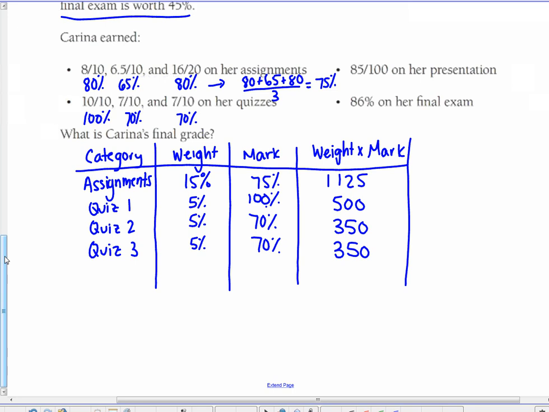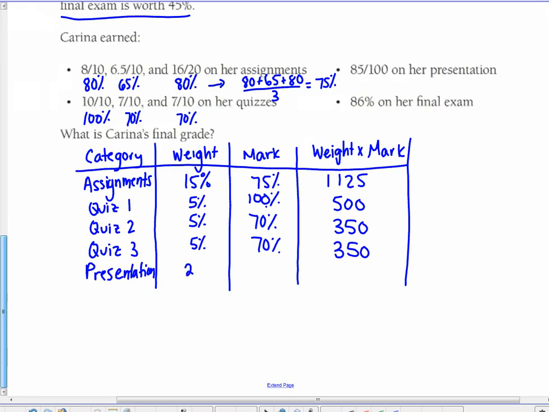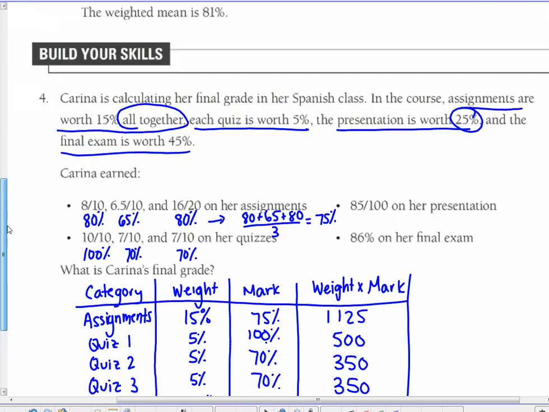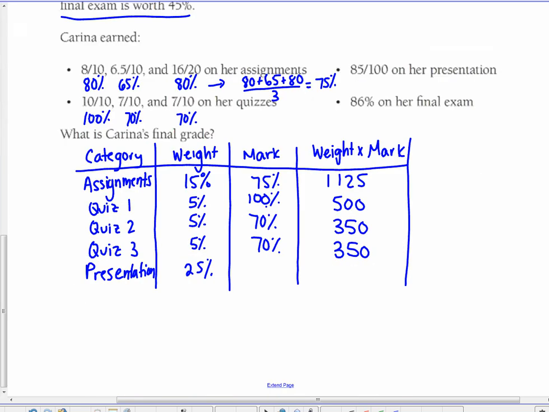Now, she has a presentation. How much is the presentation worth? It says up at the very top what the weightings are. Her presentation's worth 25%. How much did she get on her presentation? 85 out of 100, so 85%.